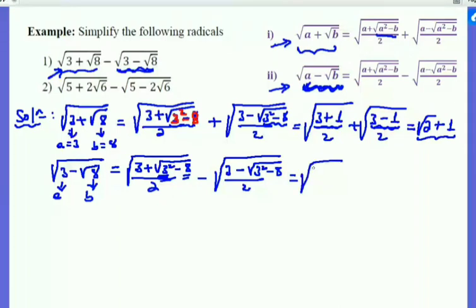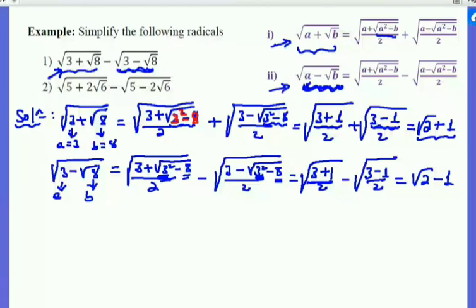So the number becomes 3 plus 1 over 2 minus the second expression. 3 square is 9, 9 minus 8 is 1, square root of 1 is 1. So it becomes 3 minus 1 over 2. So this result is 3 plus 1 is 4, 4 over 2 is 2, in the radical, minus 1. So the radical of 3 minus radical 8 is radical 2 minus 1.